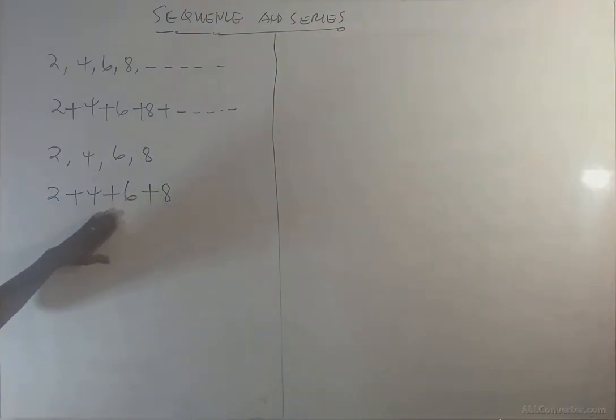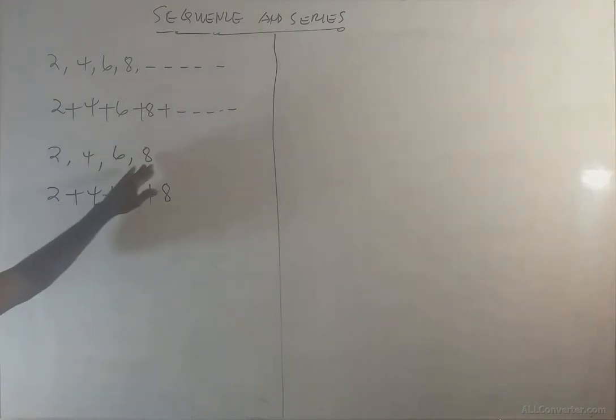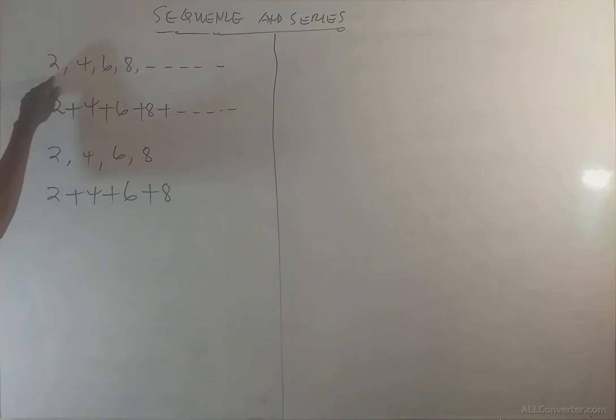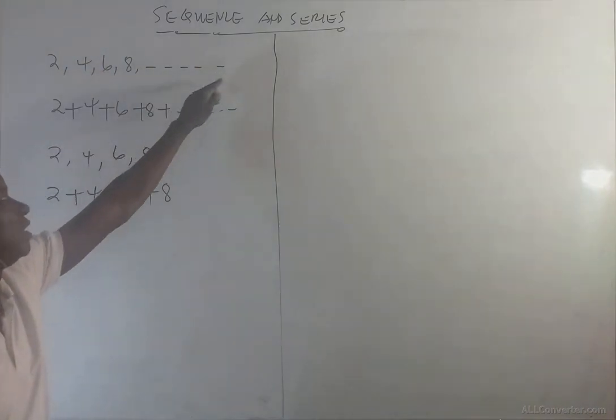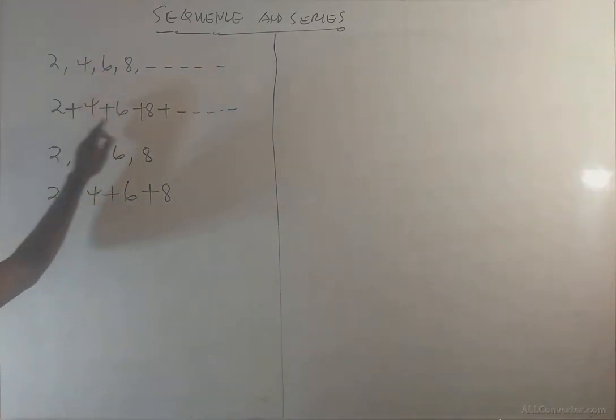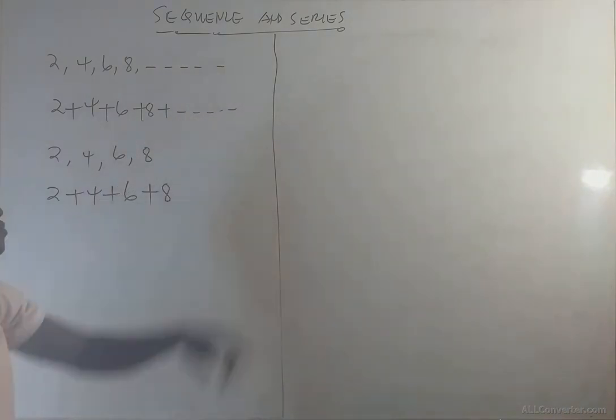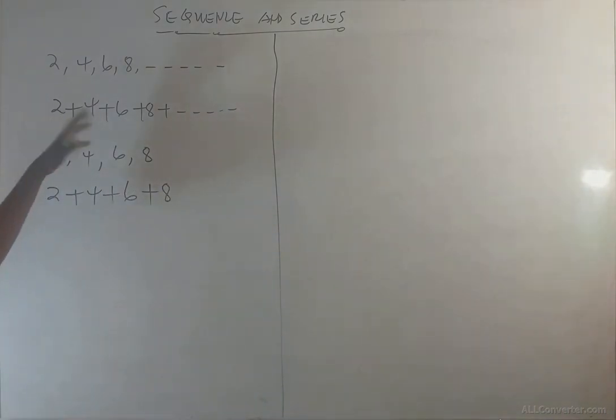This is a finite series because the last term is known. This is a finite sequence because the last term is known. This is an infinite sequence because the last term is not known. And this is an infinite series because the last term is also not known. And so, in general, that is what we mean by sequence and series.